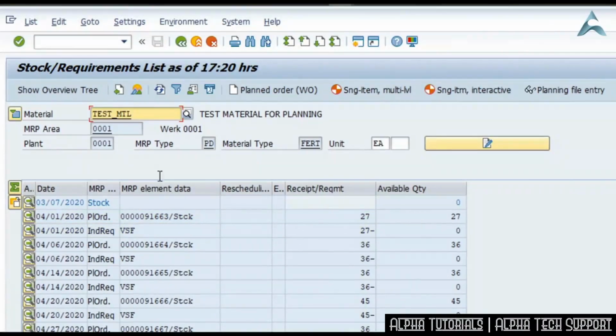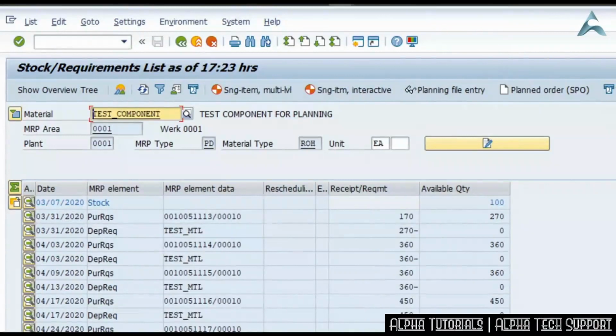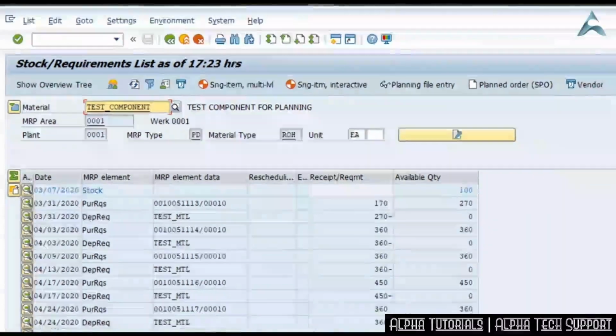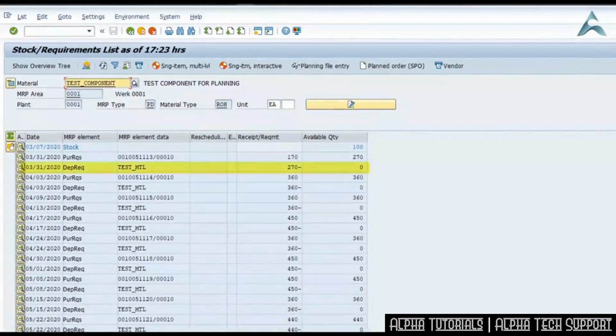I'm also going to switch over to that component that we looked at earlier. I have switched over to that first component that was on the BOM for the test material, which is test component. And as you can see, I do have 100 in stock already. So I have some of what I need for that first order. But most importantly, look at the dependent requirements coming through the system from test material.